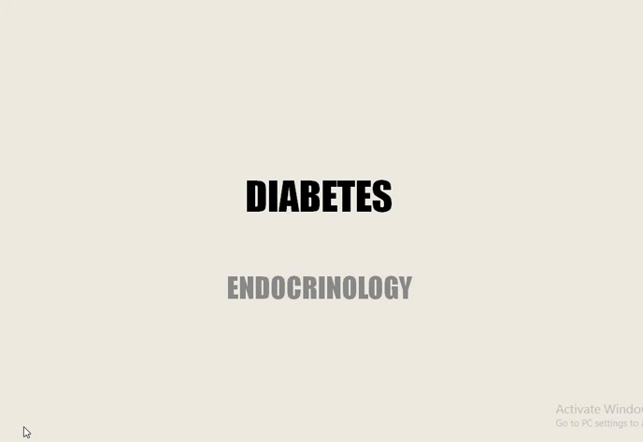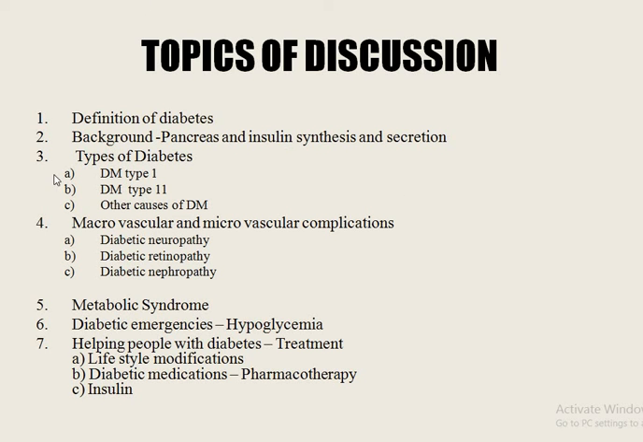So we will start our discussion with the following topics. We will discuss the definition of diabetes, then a little bit about the background of how the pancreas plays a role in insulin synthesis and its secretion. Then we'll talk about the types of diabetes: diabetes type 1, diabetes type 2, and the other causes of diabetes, for example gestational diabetes, drug induced, and diabetes insipidus are some of the things that we will be discussing.